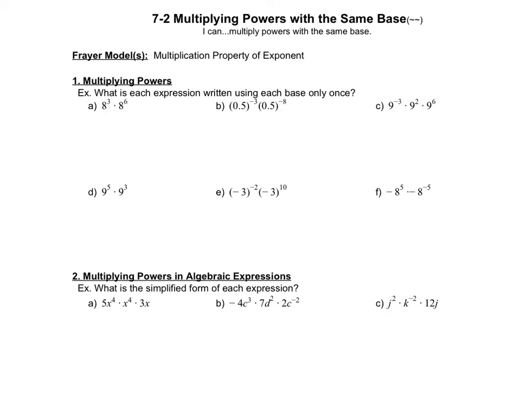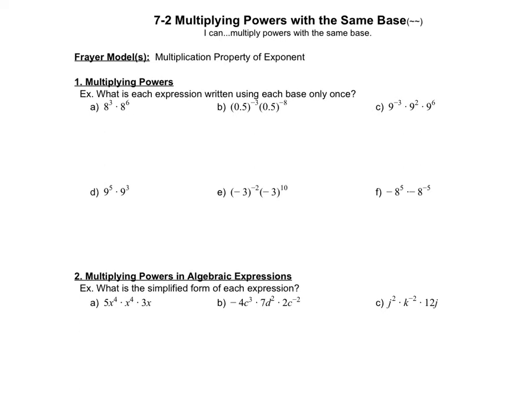Multiplying powers with the same base. Property of exponents: we can multiply these powers of the same base, and when we multiply powers with the same base, we're going to add our exponents. As we've talked about in previous lessons about bases, if I have a to the n power, a would be my base, n would be my exponent.